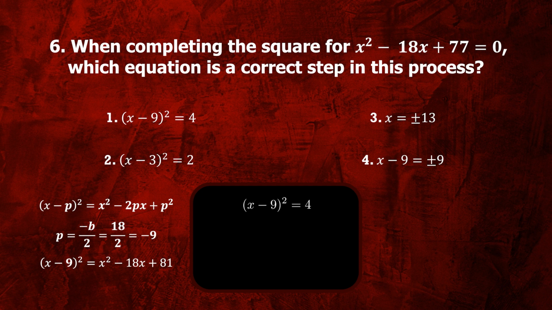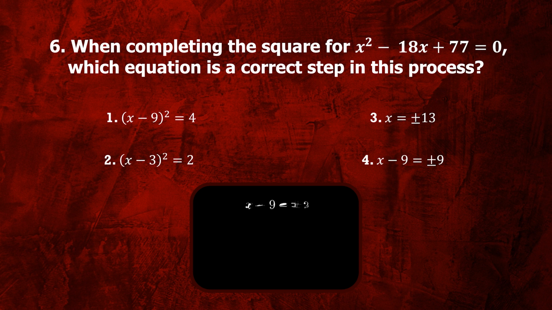The next step is to take the square root of both sides, remembering to include both the positive and negative roots. This gives us x minus 9 equals plus or minus 2. The final step is to isolate x by adding 9 to both sides, which gives us x equals 9 plus or minus 2. This means that x can be either 9 plus 2, which is 11, or 9 minus 2, which is 7. As we saw, the correct step is answer choice 1.